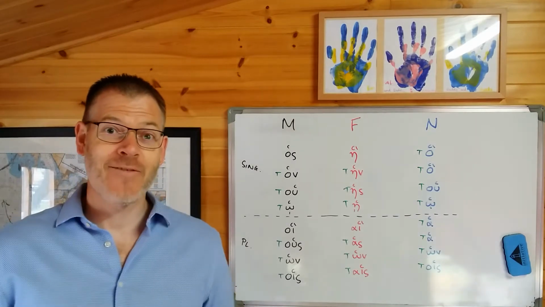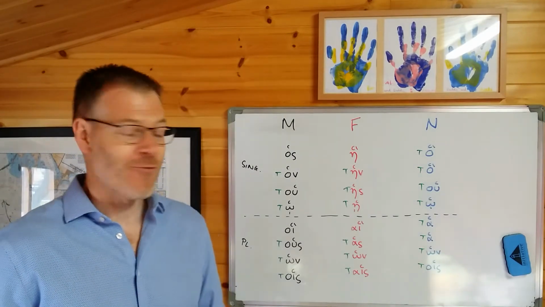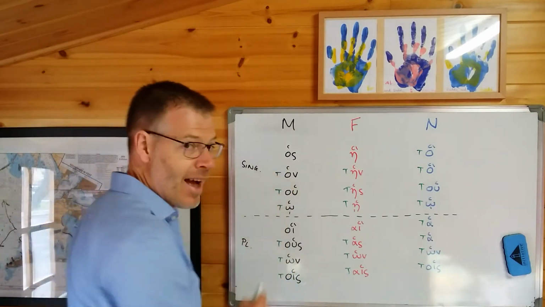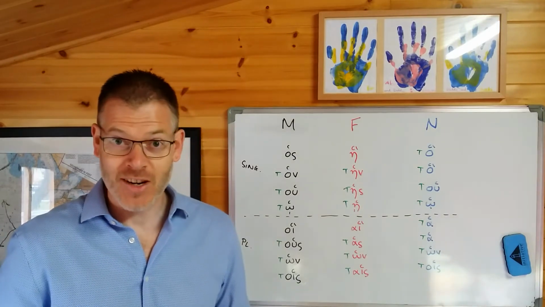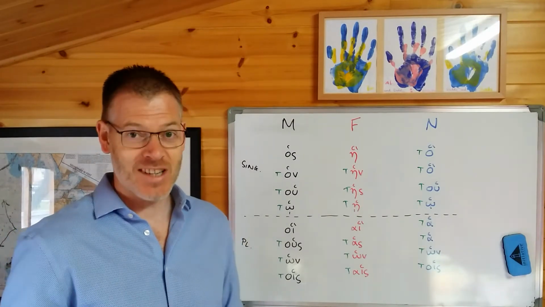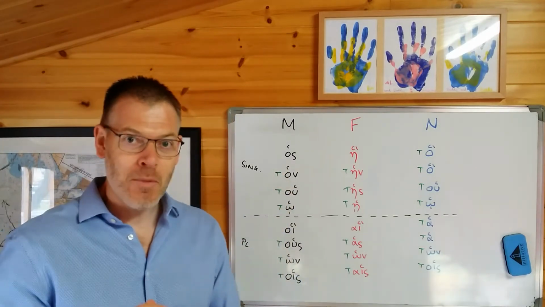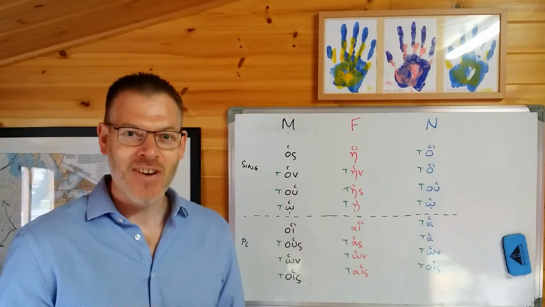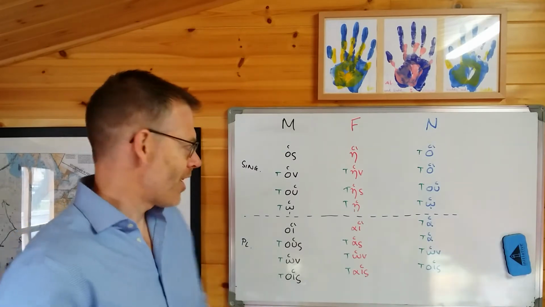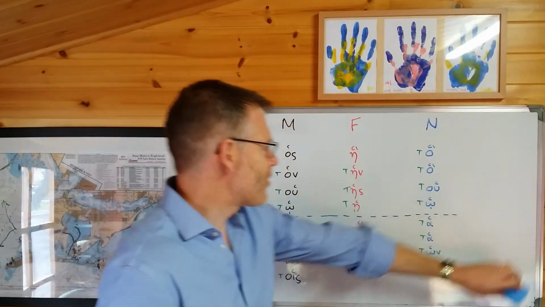And Jeremy Duff very helpfully highlights this little box on page 113. If you see a very short word with a rough breathing, and that's what the relative pronoun generally has instead of the tau, if you see a very short word with a rough breathing, it's almost certainly a relative pronoun. So that's how you remember those main portions of it.